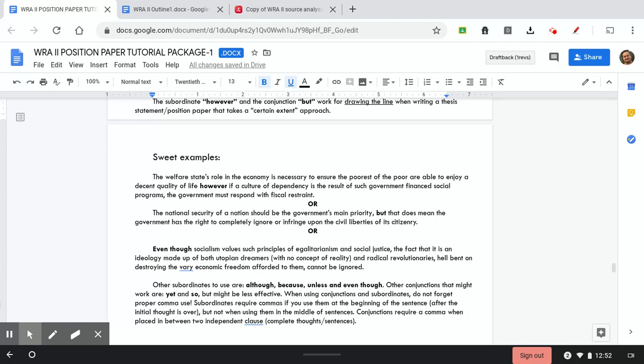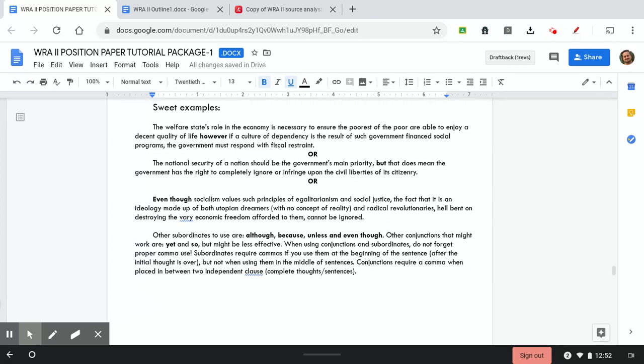Next one. Even though socialism values such principles of egalitarianism and social justice, the fact that it is an ideology made up of both utopian dreamers with no concept of reality and radical revolutionaries hell-bent on destroying the very economic freedom afforded to them cannot be ignored. By using the term "even though," it is showing that your position is not to a full extent. Some of the other subordinates that you can use: although, because, unless, and even though. Some other conjunctions that might work are "yet" and "so," but those might be less effective.